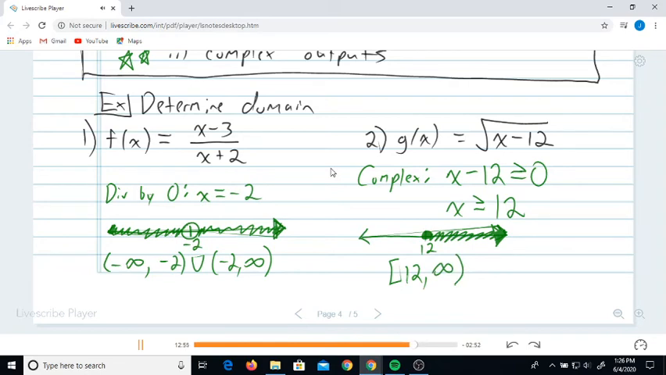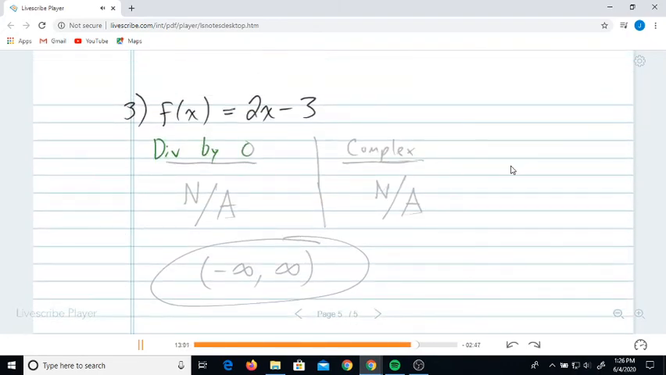Alright, so as you can kind of see, what we're really focusing on is division by 0 and imaginary numbers, or what we call complex numbers. So, division by 0 occurs whenever you have, well, division by 0. Well, there's no division in this function, so that's not a problem. And remember, complex numbers come from square roots. Well, there's no square roots in this problem, so we don't have to worry about those either. So the domain of this function is all real numbers. You can plug in any number you want to f at x equals 2x minus 3. It will always work.